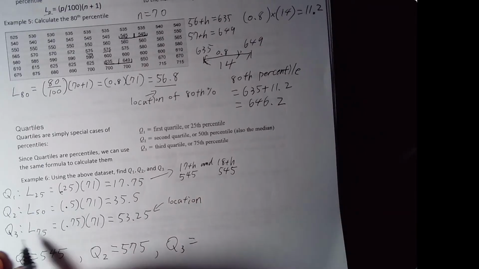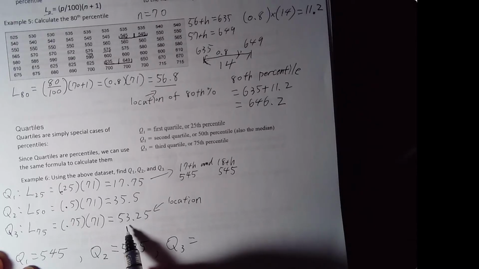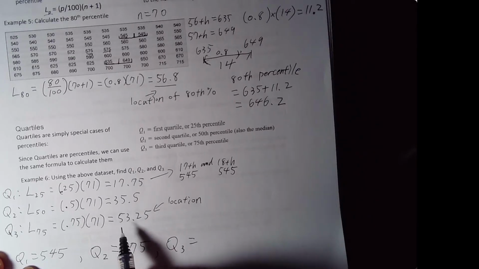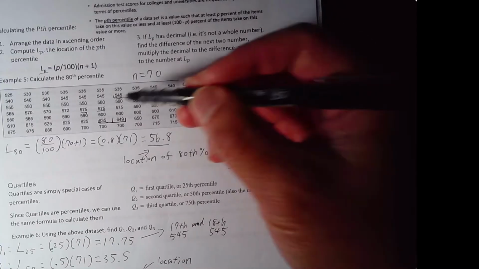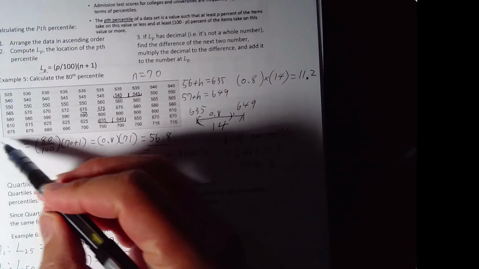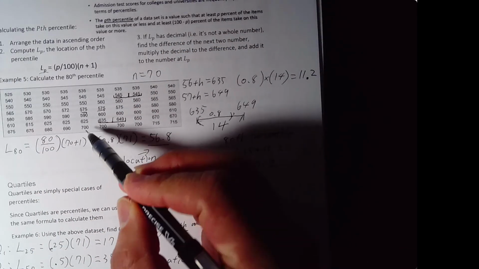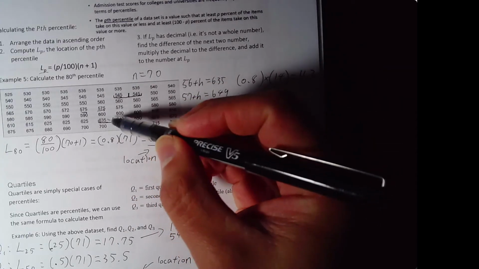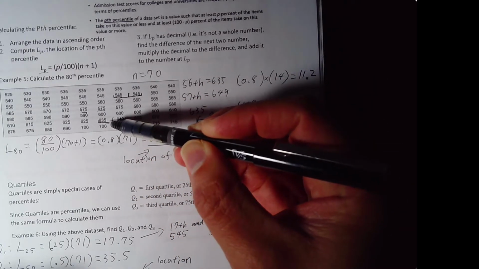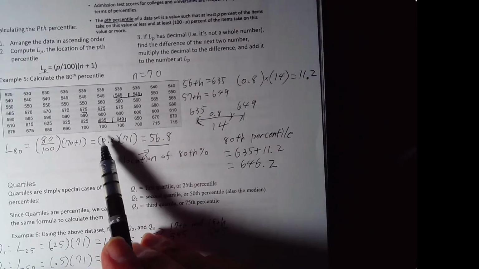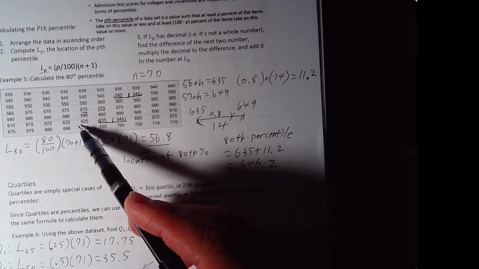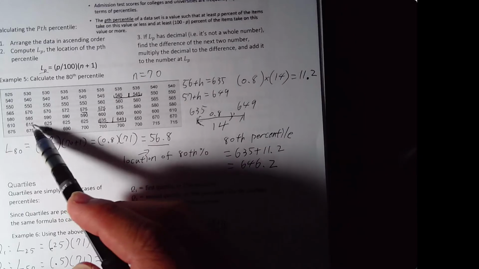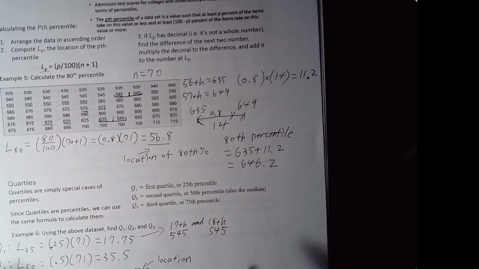For Q3, we're looking for the 53rd position. So now we're going to look at the 53rd and 54th locations. If you count correctly, and feel free to pause if you want to try on your own, that's going to be here: the 53rd and 54th. So that's going to be 625 and 625. Again, these two numbers. Lucky us, so we don't need to find any difference there.